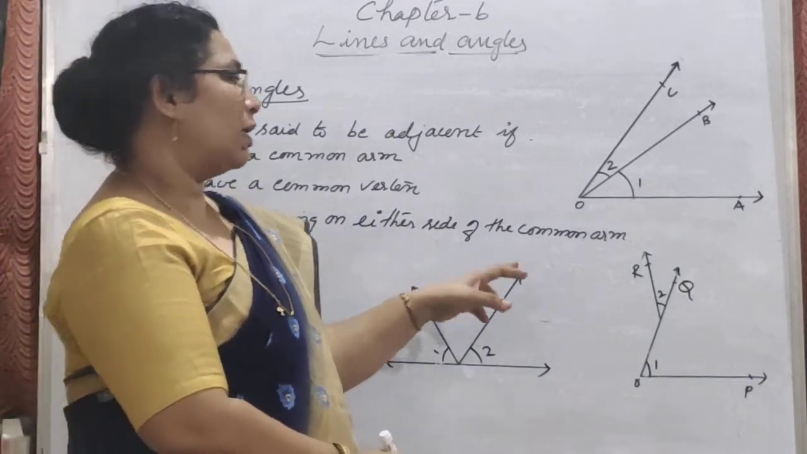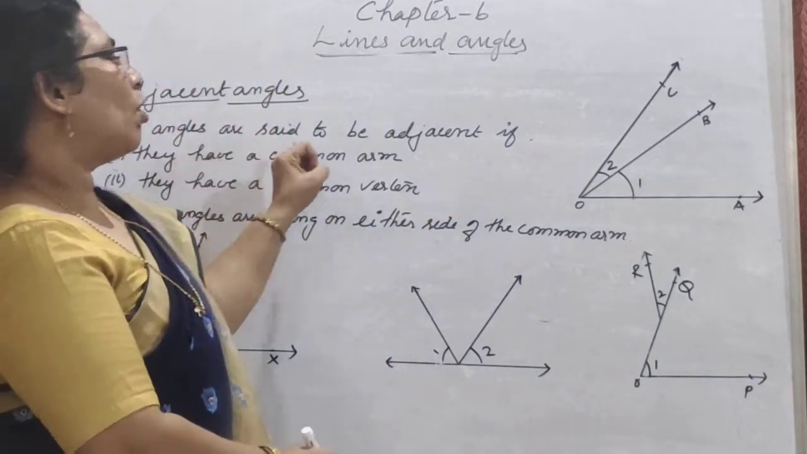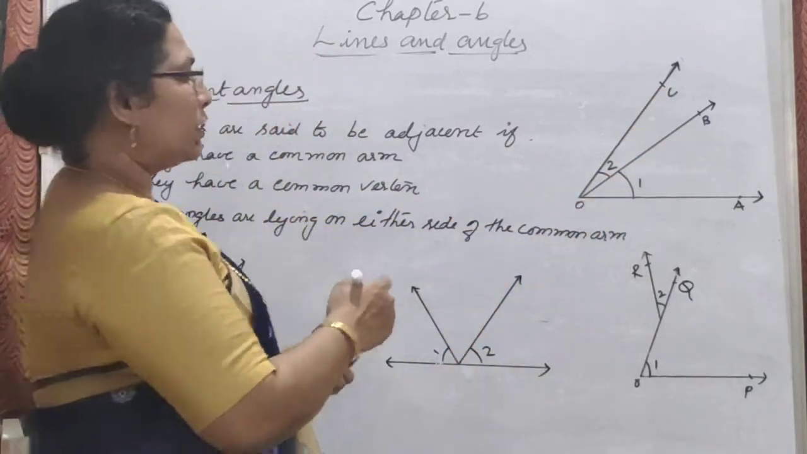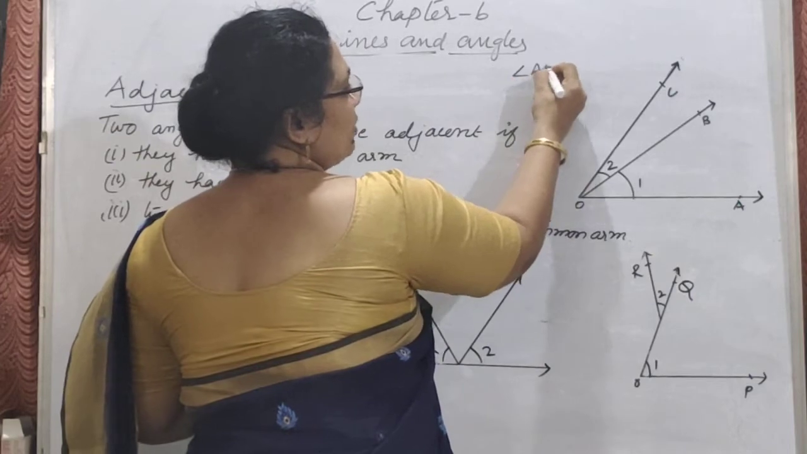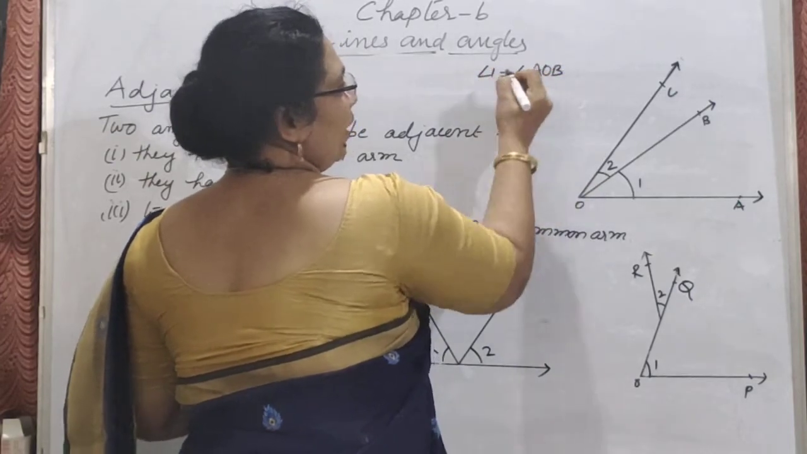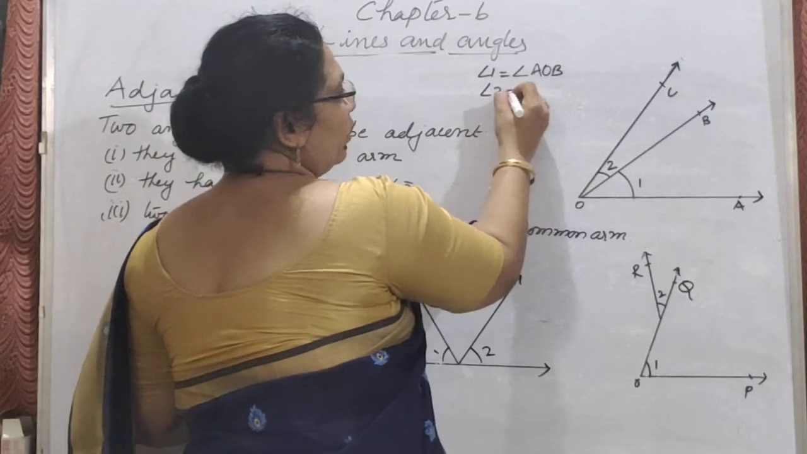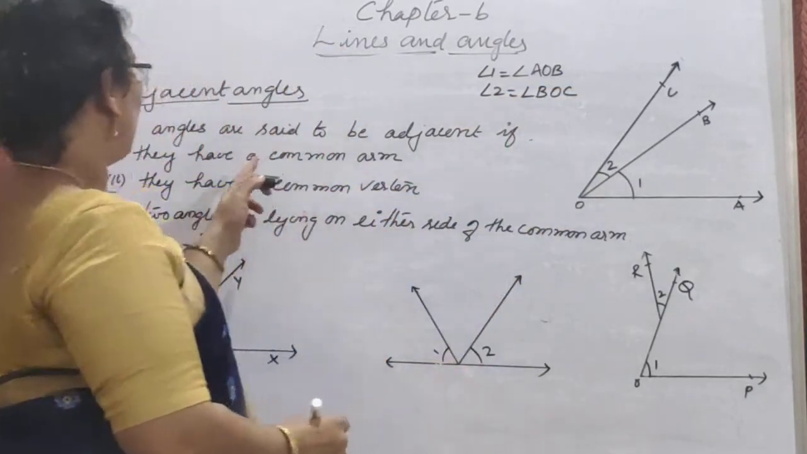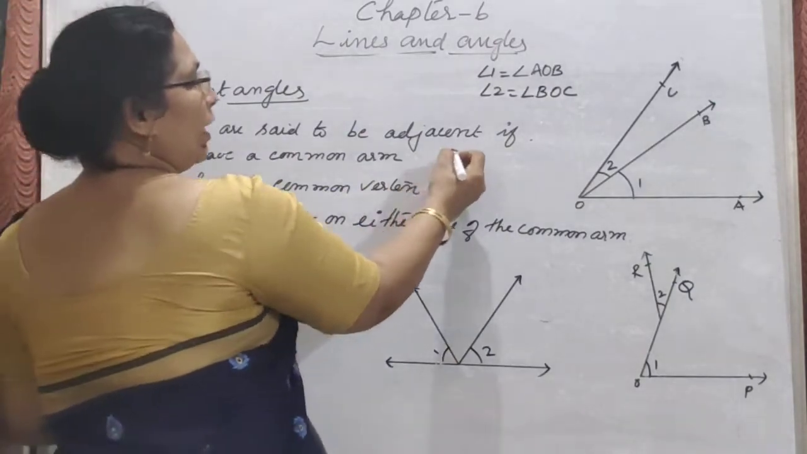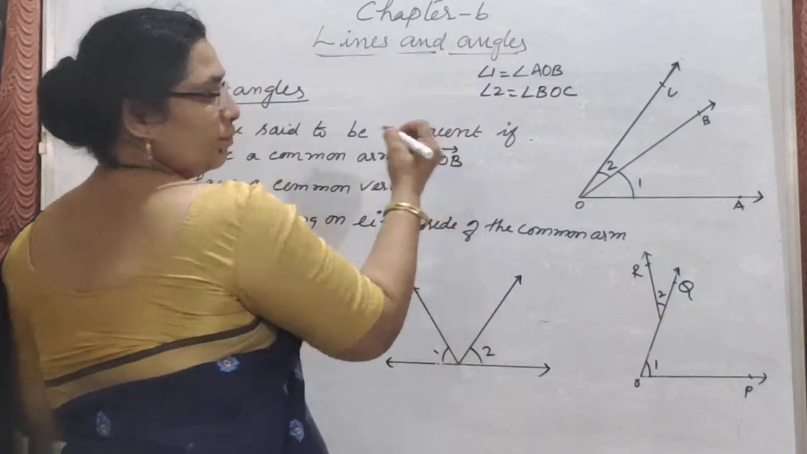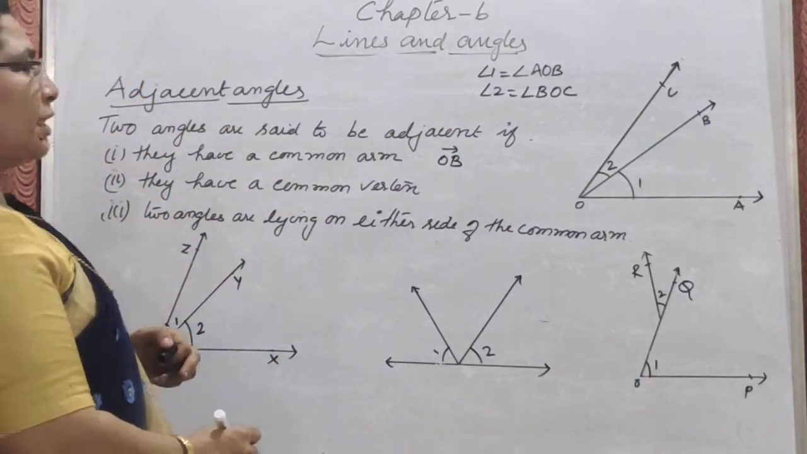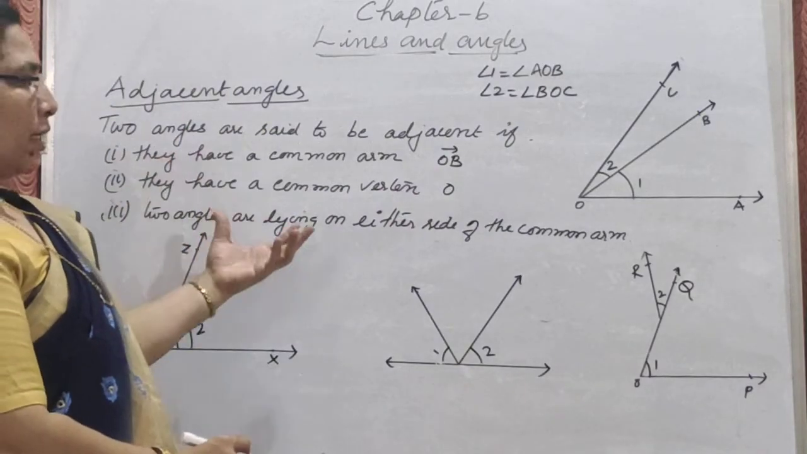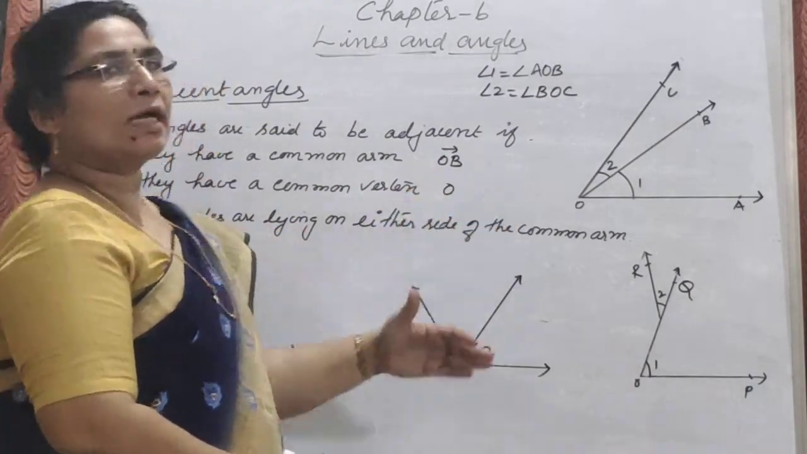What is the reason for that? First definition is that they have a common arm. The first angle I have taken as angle AOB, right? Angle AOB is the first angle. Now what is the second angle? Angle 2 is equal to angle BOC. Now by the definition, they have a common arm, which I can write here as ray OB. What is the common vertex? Vertex is O. Now two angles lying on either side of the common arm.